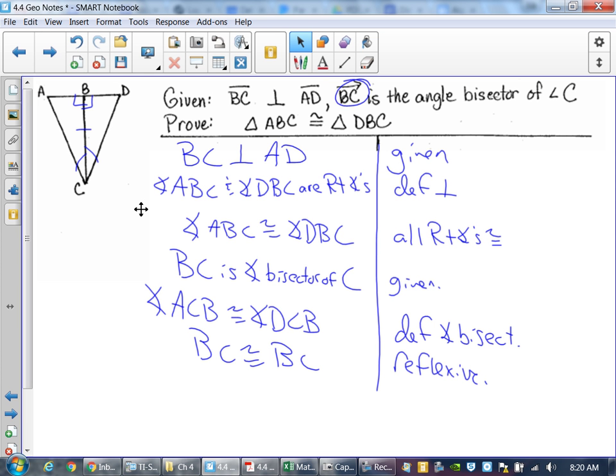Do you have triangles that are congruent? By what? Angle side angle. Angle, side, angle. You have two angles and the side between them. That's what it looks like. That's exactly what that looks like. Okay. There was literally one step that you have to find on your own.